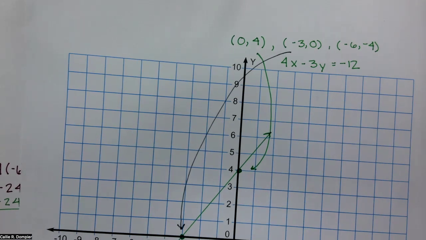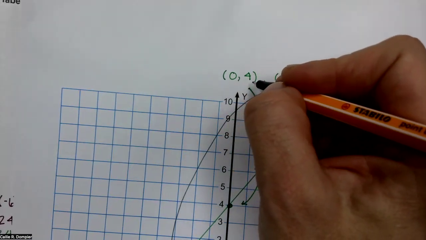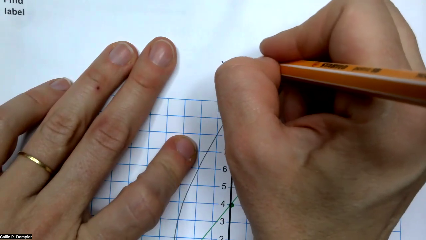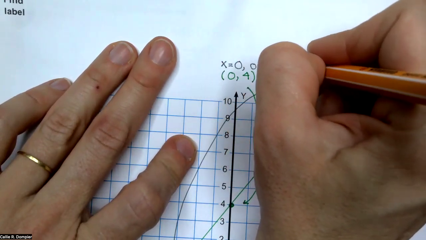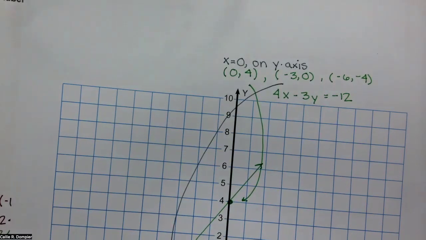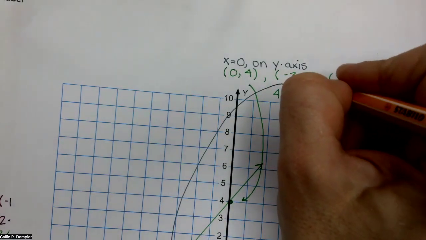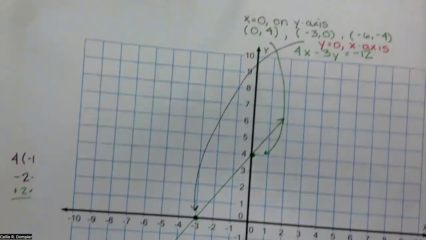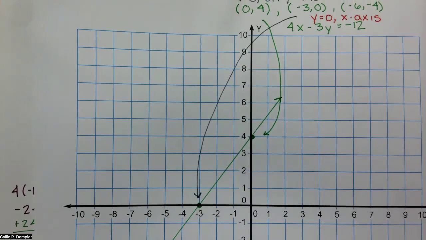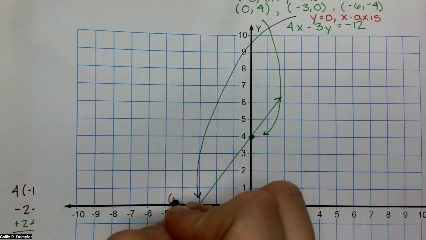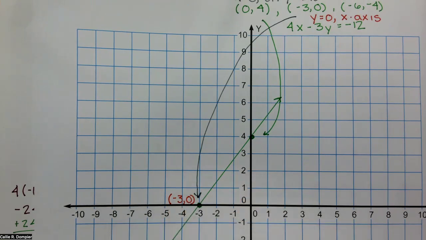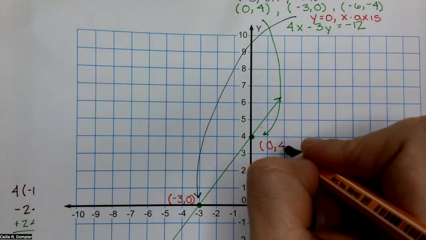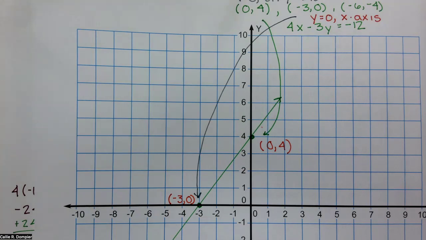Okay, so the rule I want you to understand is that 0, 4, because the x equals 0, that point will be on the y-axis. Similarly, when y equals 0, that point will be on the x-axis. It's on the x-axis because the point is negative 3, 0. It has a 0 for the y value. This is on the y-axis because it's the point 0, 4. It has 0 as its x value.